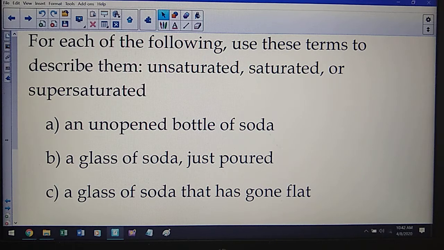You then open it up, pour it out. So what would you call a glass of soda that's just been poured from a fresh bottle? And finally, a glass of soda that's sitting out on the counter for a while has gone flat. Would you call it unsaturated, saturated, or supersaturated? So try to determine which of these you would call each of these mixtures. Pause the video and consider your answers.